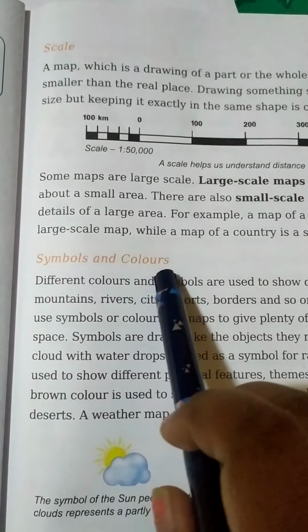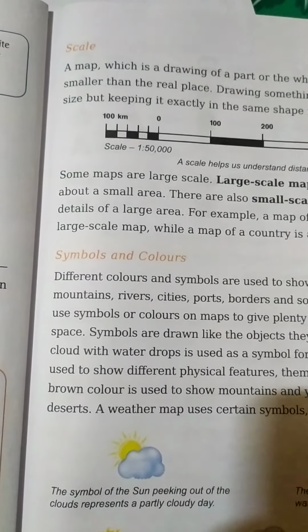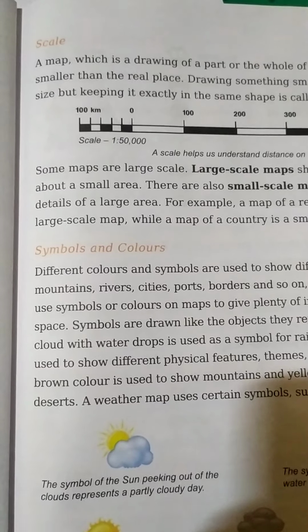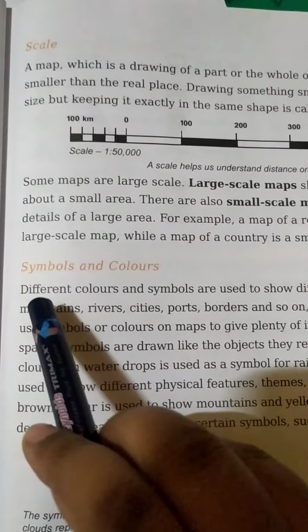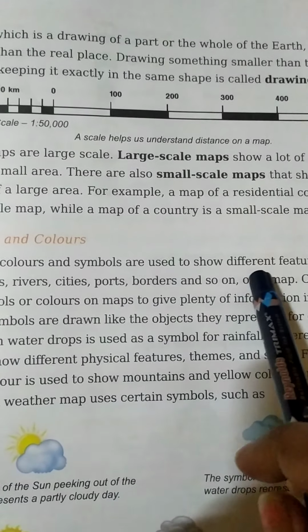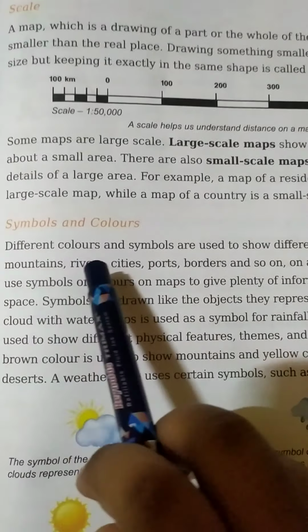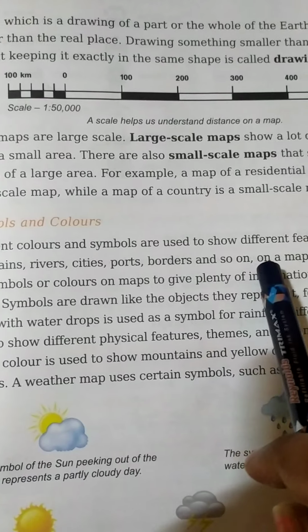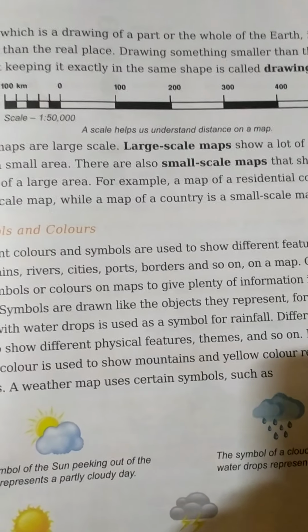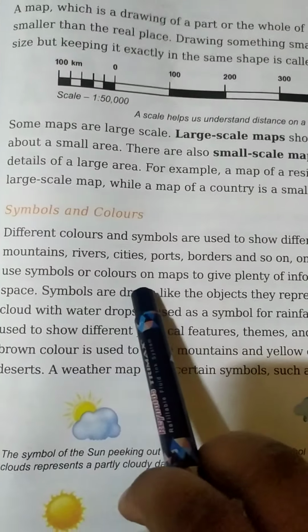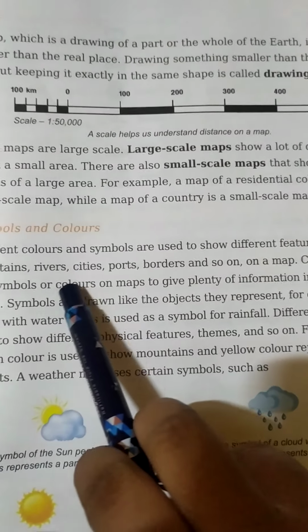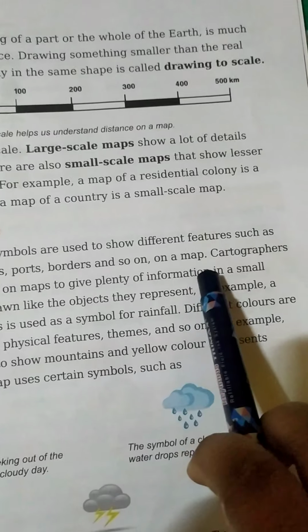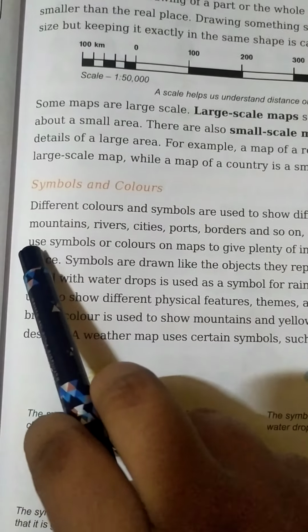Now see next, symbols and colors. Different symbols and colors are used to show some rivers, mountains. See, different colors and symbols are used to show different features such as mountains, rivers, cities, ports, borders, and so on. Cartographers use symbols and colors on a map to give plenty of information in a small space.